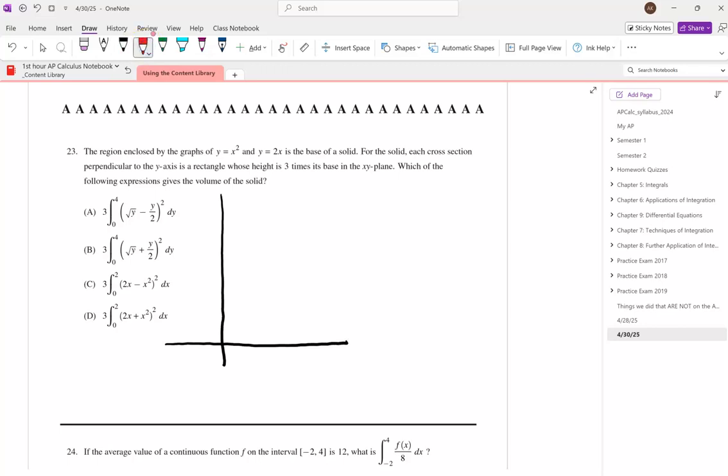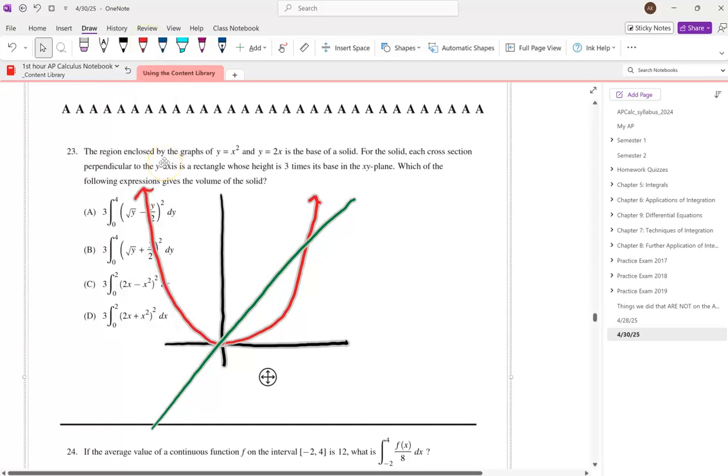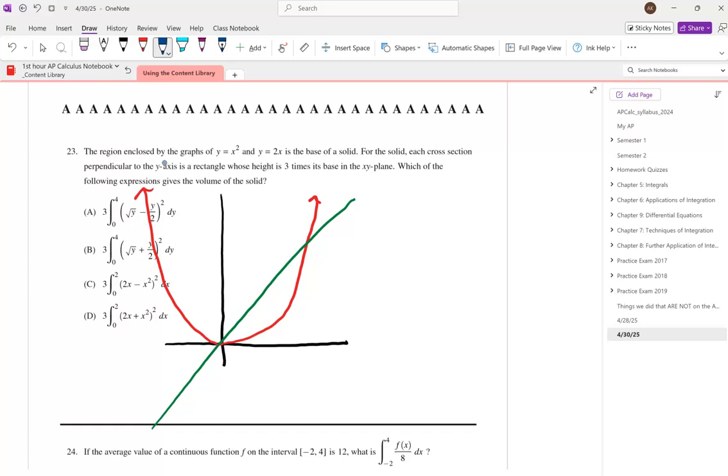So I'm going to start just by sketching a little picture of what this is going to look like. There's y equals x squared and y equals 2x. Everybody's okay with me just being able to sketch those in really quickly, right? No big deal. And it says that my cross sections are going to be perpendicular to the y-axis, so that's going to be the base of my rectangle then. So far, so good? Okay.